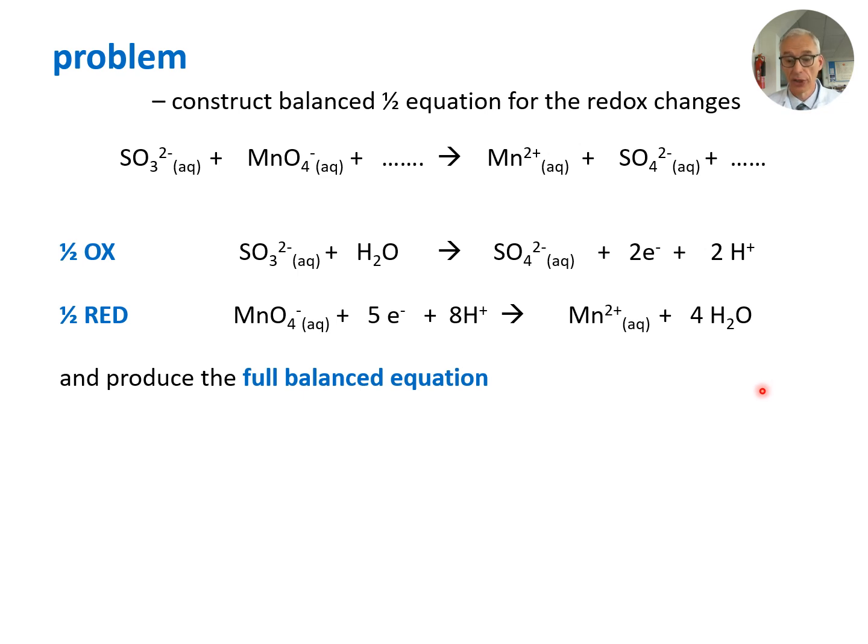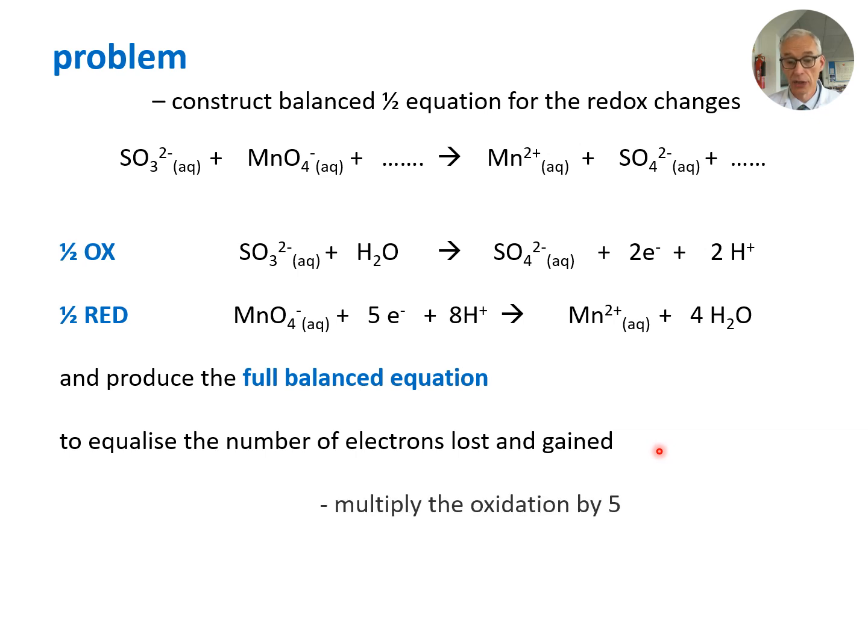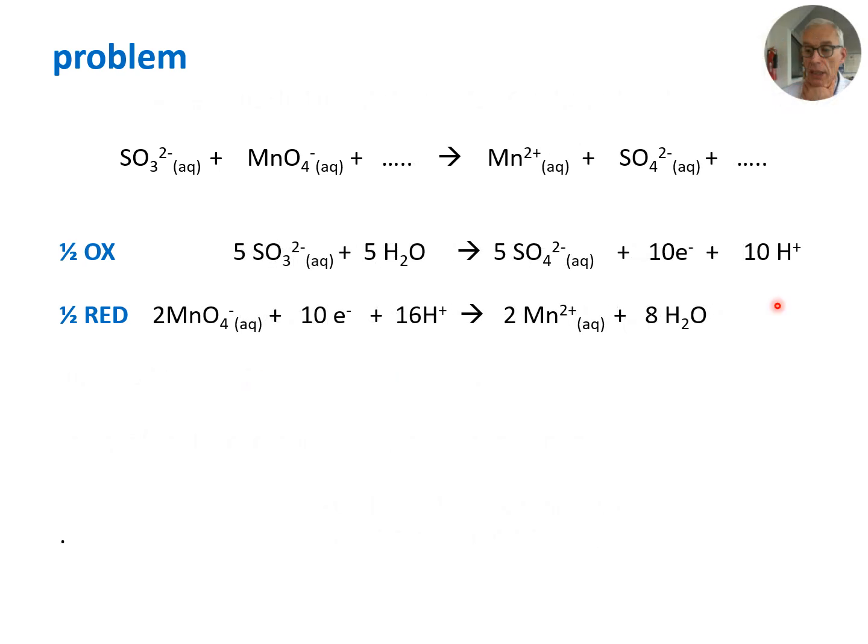Okay, so what I need to do, of course, is equalize the numbers of electrons lost and gained. So I multiply the oxidation by 5 and multiply the reduction by 2. So here are the tidied up equations. Here's the oxidation multiplied through by 5 and the reduction multiplied through by 2.